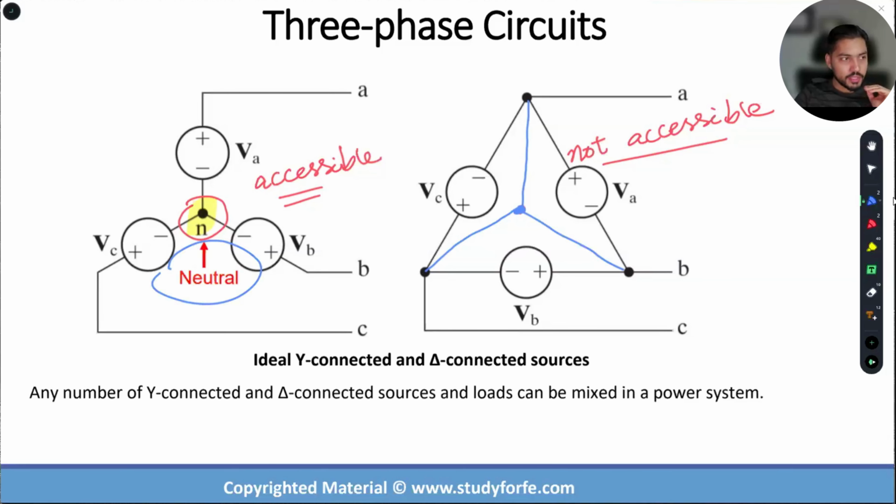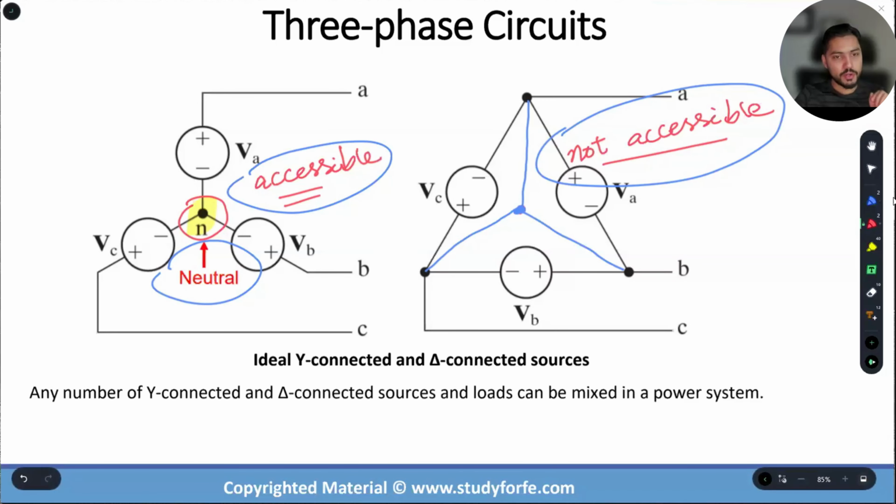Okay. So level 3 understanding of three-phase circuits is recognition of the fact that on the Y network, we have a neutral that is accessible. Level 3 understanding of delta network is that in the delta network, we do have a neutral, but it is not accessible. So if our neutral is accessible on a Y network, what can we do with it? We can bring it out.